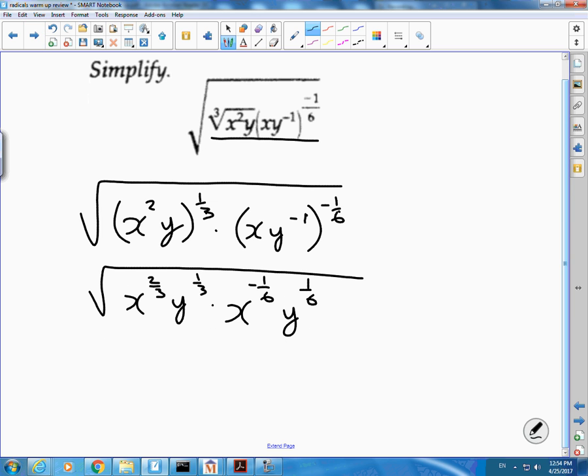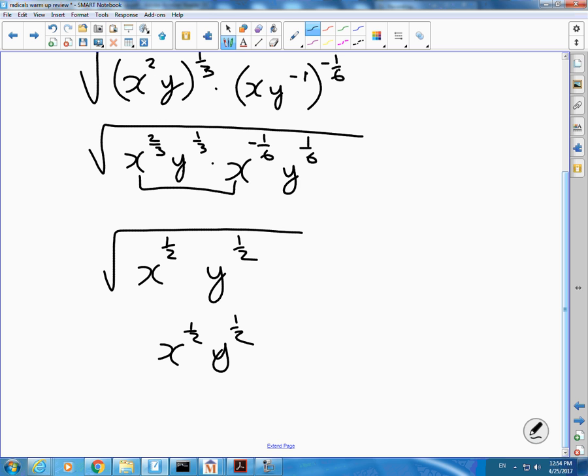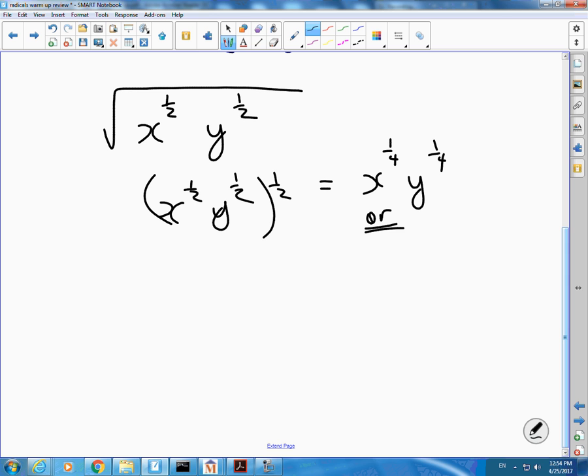From there, remember that when you multiply two exponents that are powers that have the same base, you can just add the exponents. So 2/3 plus negative 1/6 is like saying 4/6 minus 1/6, which is 3/6, which is a half. And 1/3 plus 1/6 is like saying 2/6 plus 1/6, which is 3/6, which is also a half. So this ends up being x to the 1/2, y to the 1/2 to the 1/2, which I guess simplifies down to x to the 1/4, y to the 1/4. Or if you wanted the simplest form but radical, it's the 4th root of xy. Both of those would be the simplest way you could write the answers.